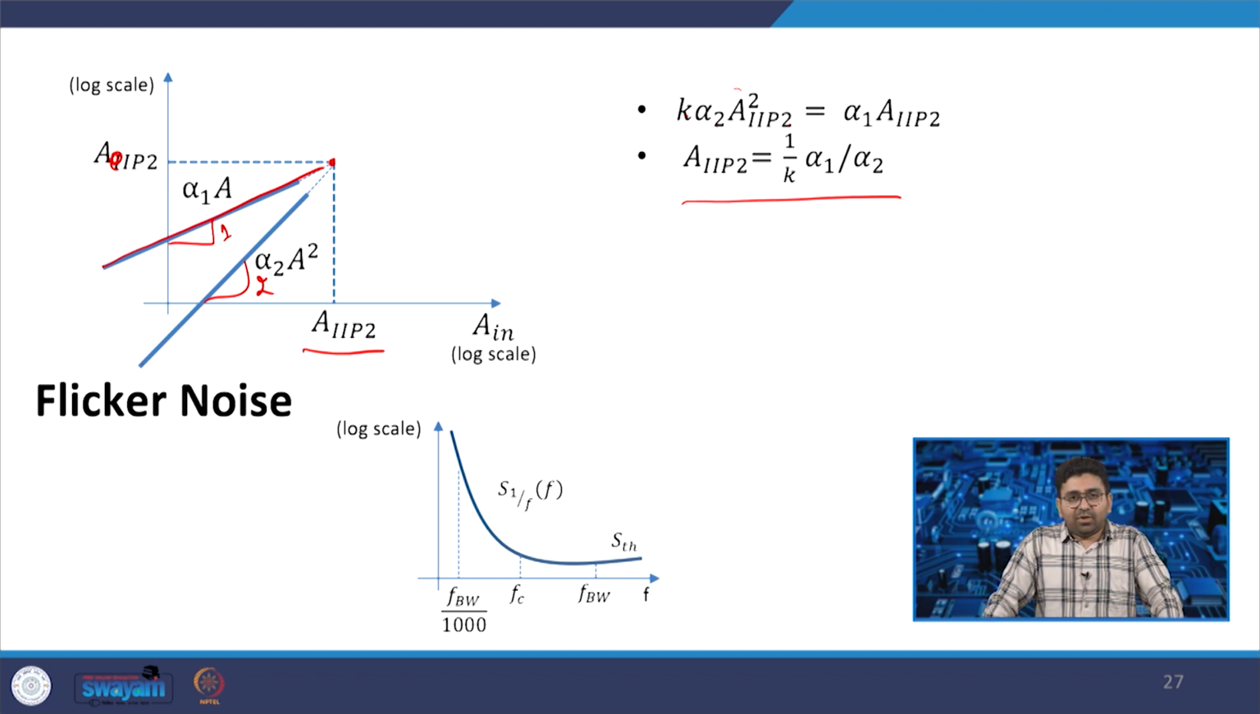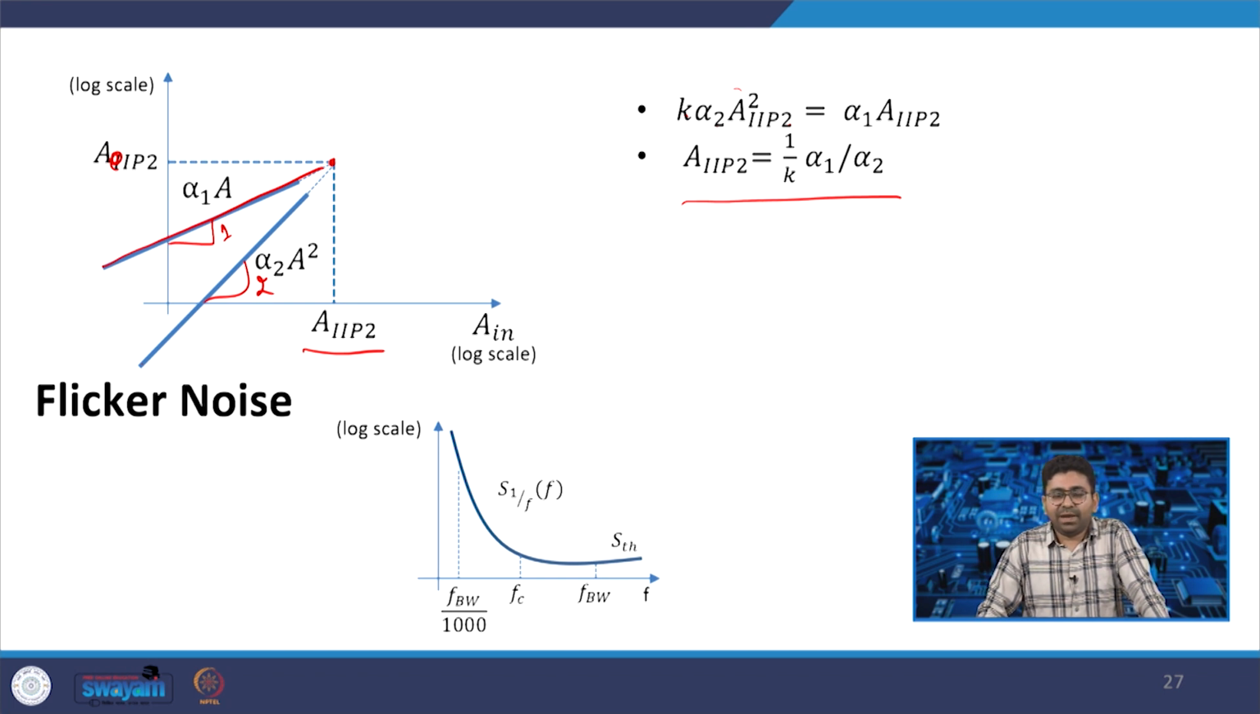So, we have already seen 3 demerits. One is the problem of LO leakage, second is the DC offset, and third is the problem we need to be careful about, even order distortion, and the fourth is flicker noise. Because we are directly down converting to 0 frequency, the complete receiver chain, or even the mixer, has a very high flicker noise.